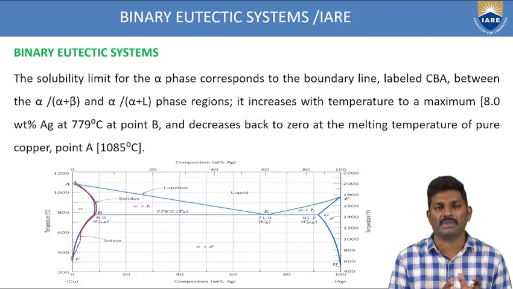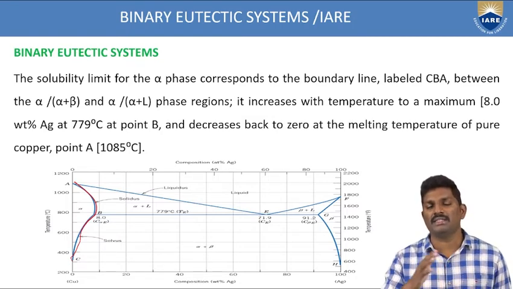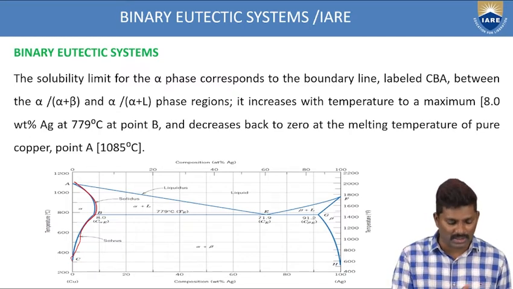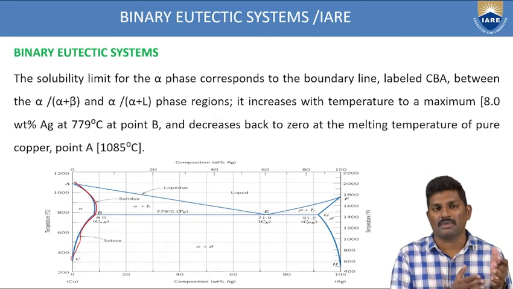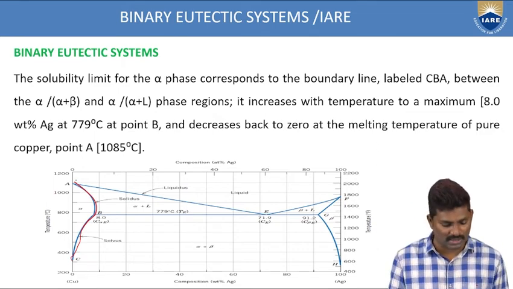ABC represents the boundary line. Beyond this boundary line, it is changing from one phase to another phase. Before this, you have a single phase. But once it crosses its boundary, what is happening? It is converting from a single phase to a double phase, from solid to a solid plus liquid zone. So this is the boundary for this alpha zone.